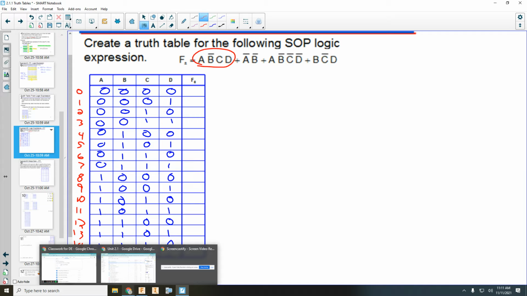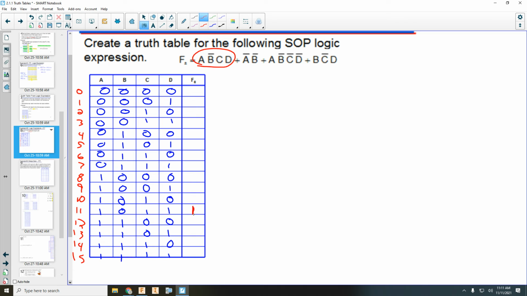Yeah, 11. A, B naught, C, D ends up in 11. A naught, B naught: 0, 1, 2. Yeah, 0, 1, 2, 3. For A naught, B naught, that's 0, 1, 2, 3. A, B naught, C naught, D naught.